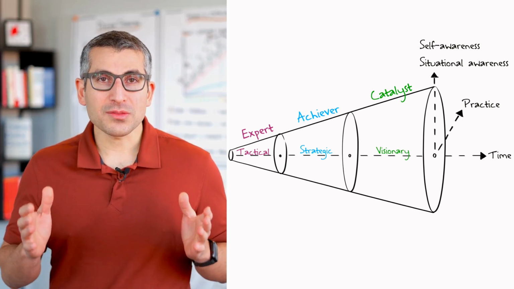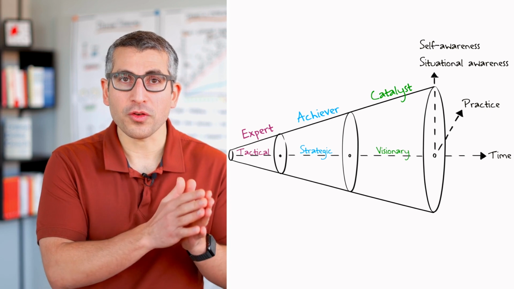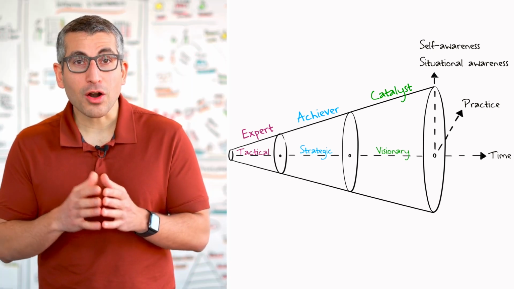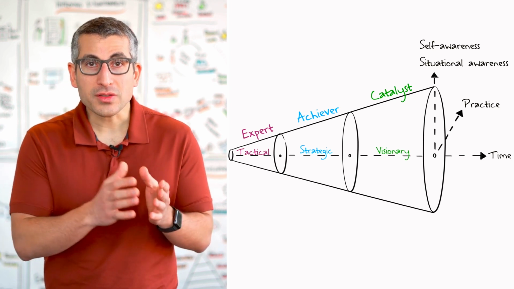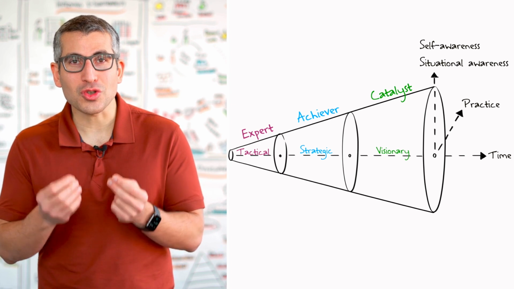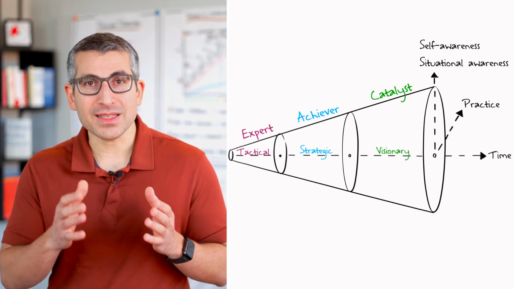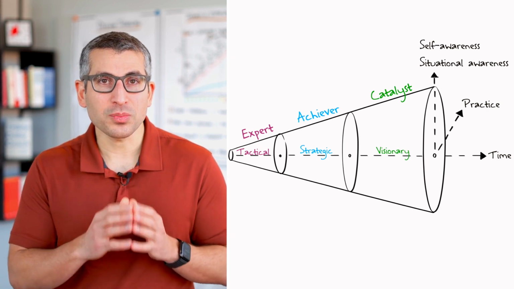So when we look at this model, we see that A, it's a maturity model. You can move from expert to achiever to catalyst. B, we realize that there are multiple factors that contribute to this journey. It all starts out with time, but time in itself is not going to solve the problem. You need to build up more and more self-awareness and situational awareness, and most importantly, you need to practice.